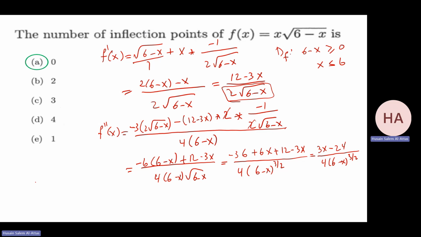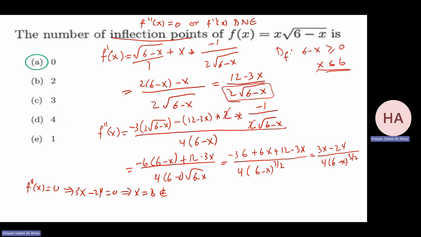Okay. Now, f double prime equals 0. Find inflection points. I need to do two things: f double prime equals 0, or f double prime does not exist, provided the function is continuous. F double prime equals 0, that means what? 3x minus 24 equals 0, so x equals 8. Is it in the domain of f? No, it does not belong to the domain of f.